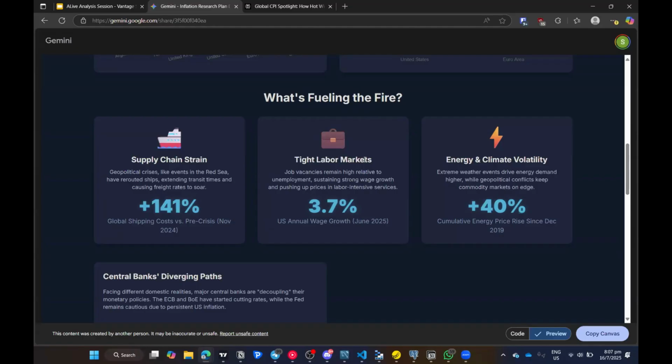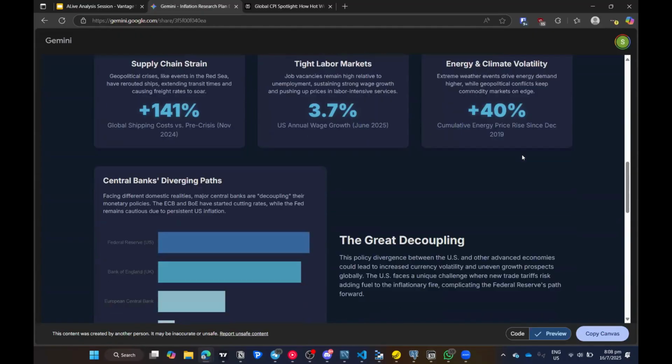Tight labor markets as well. You have high job vacancies as compared to unemployment, and sustained strong wage growth pushing up prices in labor-intensive services. And then you also have energy and climate volatility. When you look at the price of energy, especially oil, which is still the primary source of energy for many countries across the world, you saw a 40% cumulative increase since December of 2019.